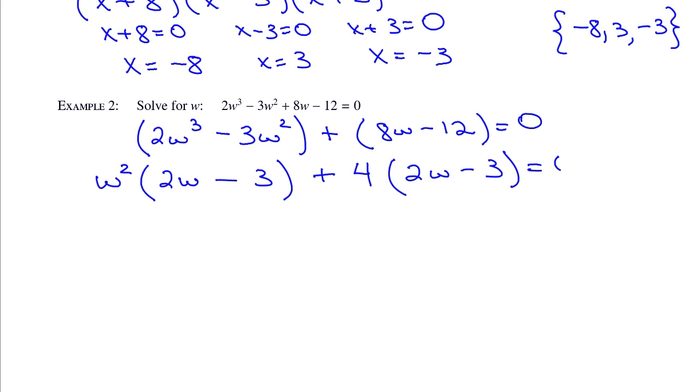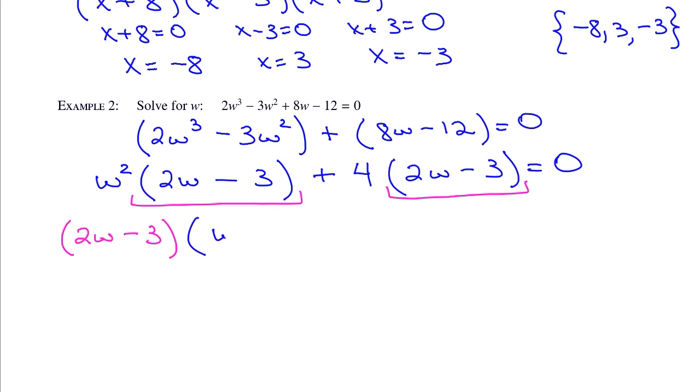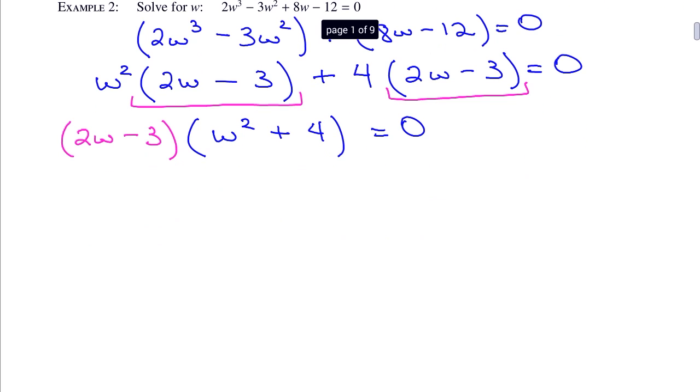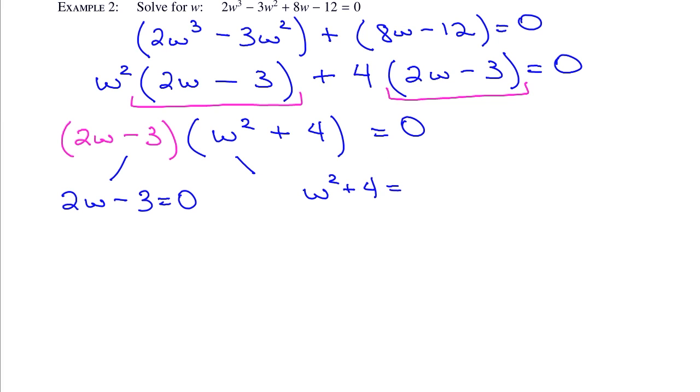Now, not everything will factor by grouping, but when they do, it works out really well. You must have these parts be the same. So we have 2w minus 3 and 2w minus 3, so that factors out to the front, 2w minus 3, times what's left over, which is w squared plus 4, equal to 0. Now we can split this up, set each factor equal to 0. 2w minus 3 equals 0, and w squared plus 4 equals 0.